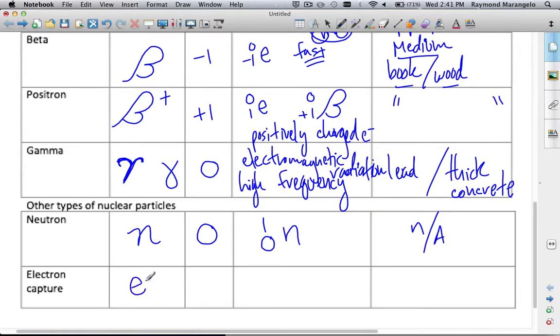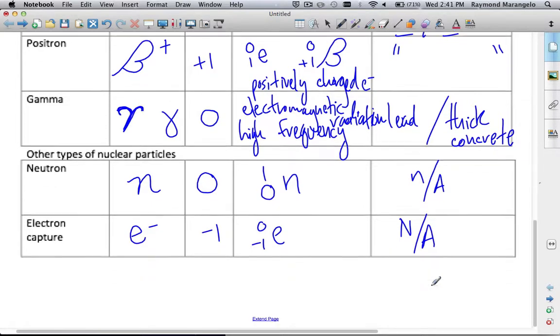And for electron capture, just put the symbol E1, or like this, like the book shows it. It doesn't really have penetrating power either because it's going to be absorbed by the nucleus. So the nucleus takes an electron from an inner energy level. Okay, and let's just go to the next one here.